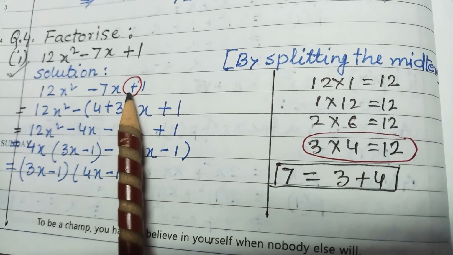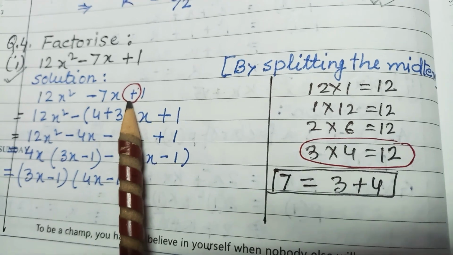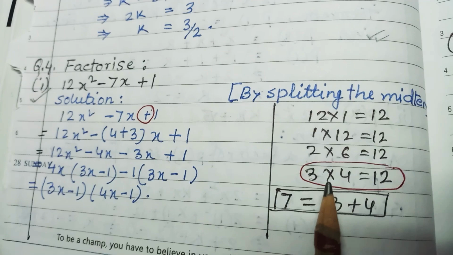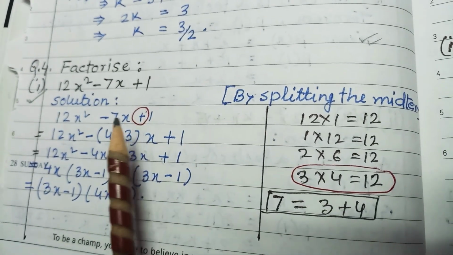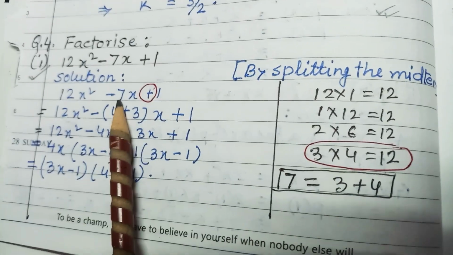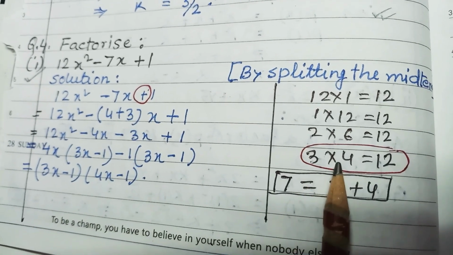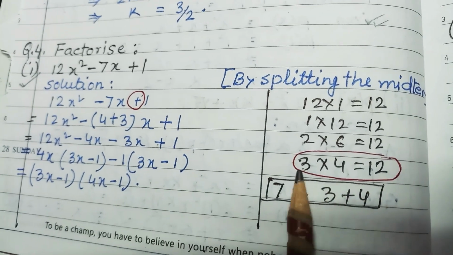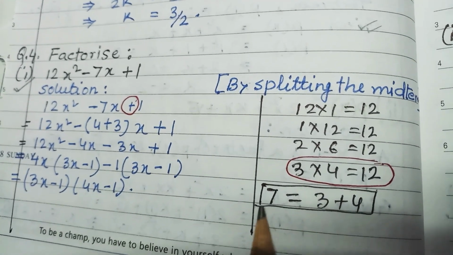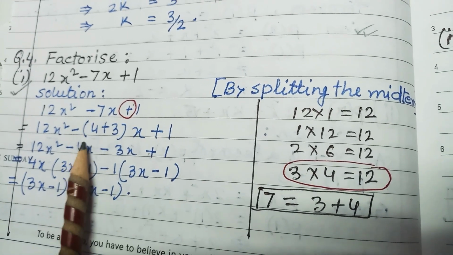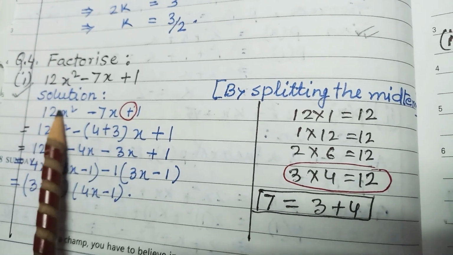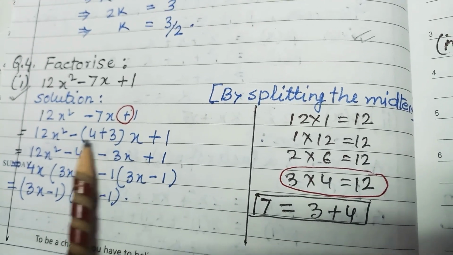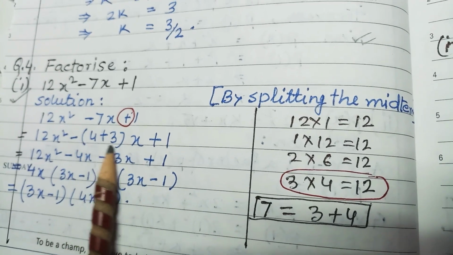Now we have to check the last sign. The last sign is plus. So out of these pairs you have to choose a pair which you add, and that will give the middle term. Now if you add 3 plus 4, it must be 7. So this pair we have to choose. So 3 plus 4 equal to 7. Instead of 7 you will write 3 plus 4, and the rest of the part just copy it. Nothing to change. Only the middle term you have to split.